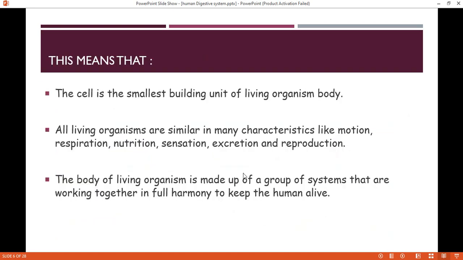So from all the previous slides, I can summarize the main points. The cell is the smallest building unit of the living organism, and all living organisms are similar in many characteristics like motion, respiration, nutrition, sensation, excretion, and reproduction. All of us do the same things. And the body of a living organism is made up of a group of systems that are working together in full harmony to keep a human alive.